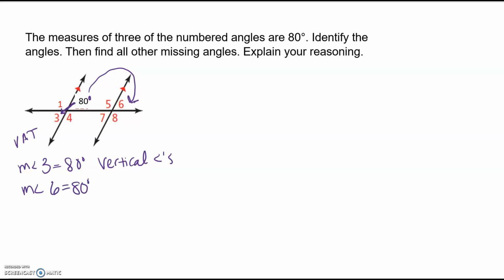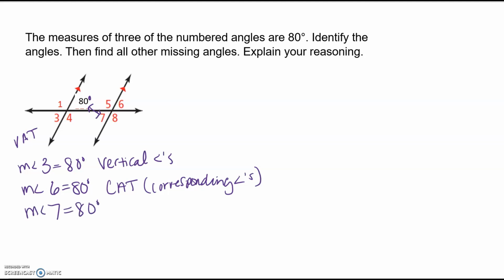And those two are corresponding angles, so CAT, corresponding angles are congruent. And we know that alternate interior angles are congruent. So I know that the measure of angle 7 is 80 degrees because of AIAT, alternate interior angles. So I've got the 3. It says 3 of them were 80 degrees. I found them. Here they were.